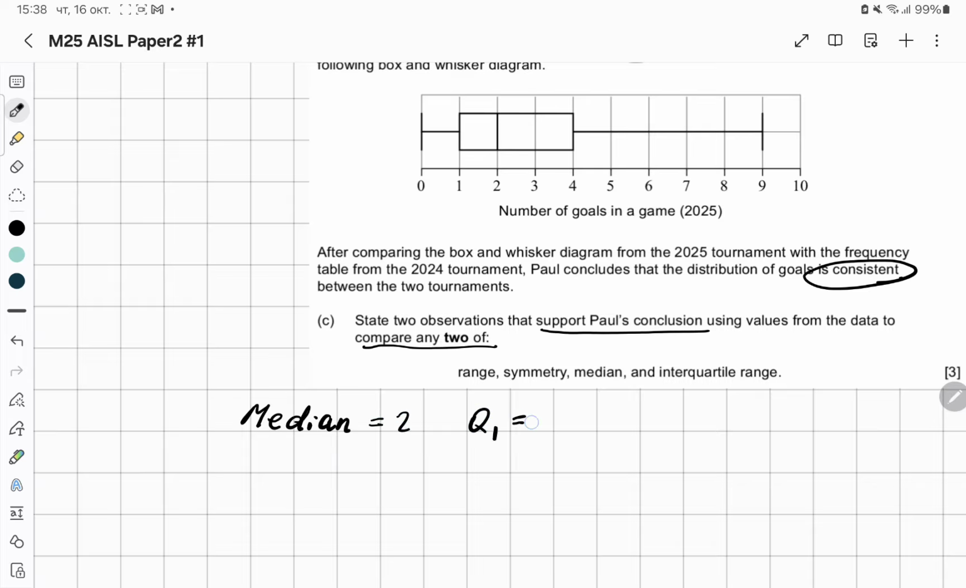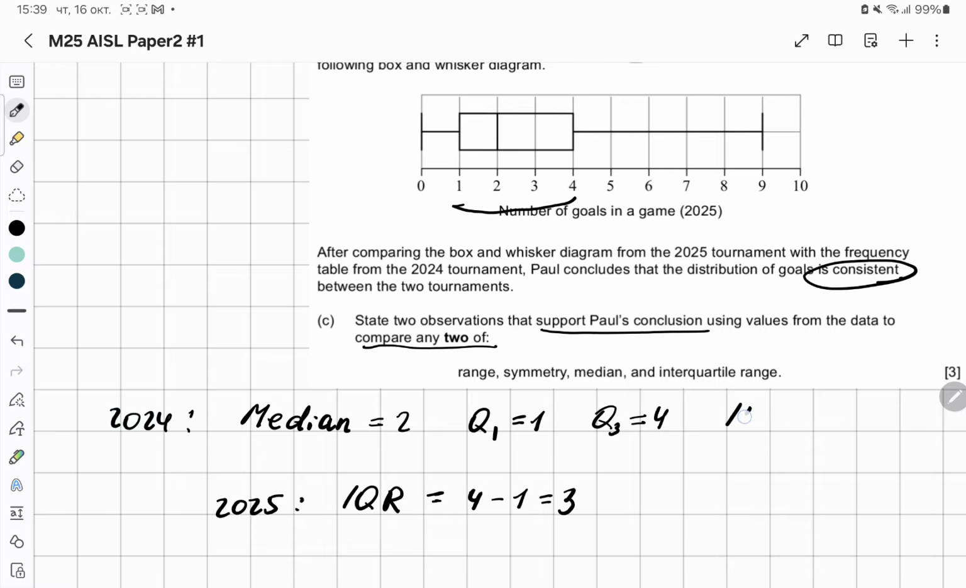Then Q1 also from the calculator, Q1 is equal to 1, and Q3 is equal to 4. Okay, and the interquartile range, for this case, the interquartile range for the 2025 tournament, we will have IQR is equal to 4 minus 1, which is 3. And we have the same interquartile range for 2024. So the same IQR. So you see that the main parameters are the same. It means that the two tournaments' goals were consistent. Okay, this was part C.